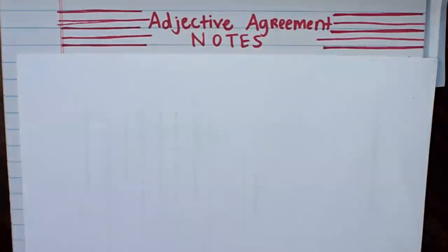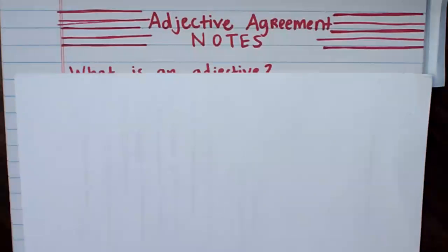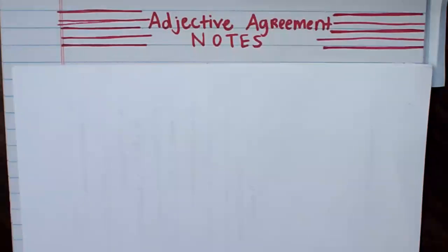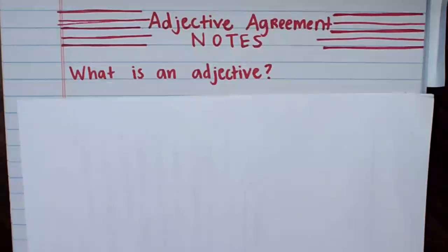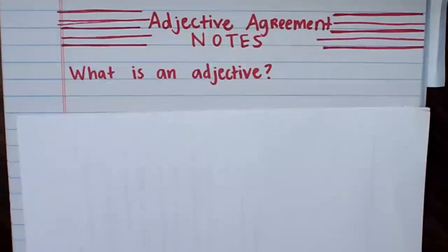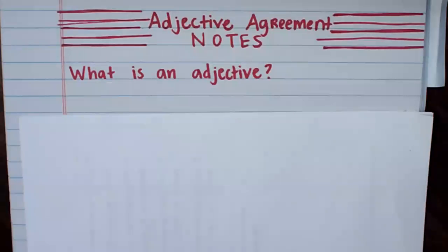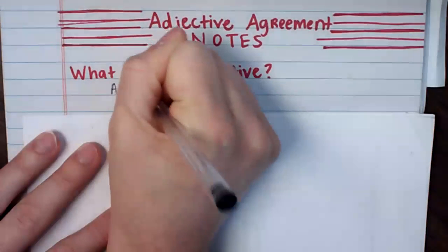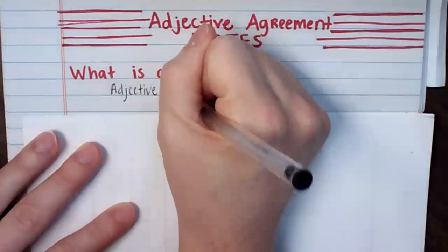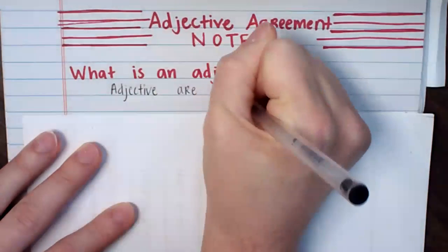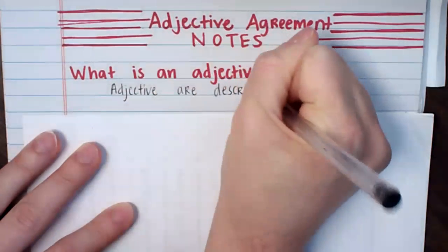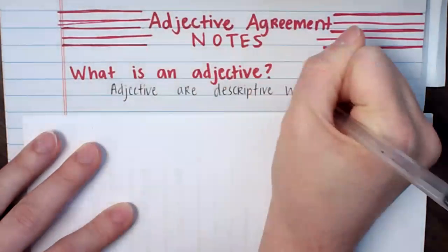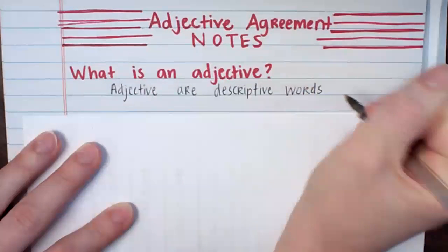basic grammar concepts. So the first thing we have to talk about when we're talking about adjective agreement in Spanish are adjectives in English, or just adjectives in both languages. So what is an adjective? So adjectives are descriptive words. And this is true in both languages.